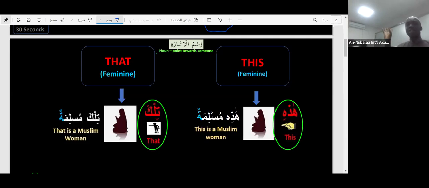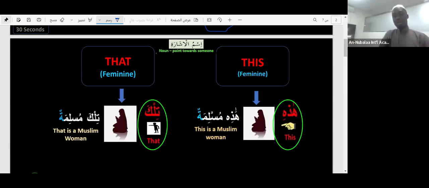By the light, it's called lambat. Tilka lambat, for example. Even though it is not pure Arabic, it is lamb. They change lamb to lambat. Arabic, they are so funny. So that is the usage of dhalika and tilka. Hada for masculine, hadhihi for feminine, dhalika for masculine, tilka for feminine.